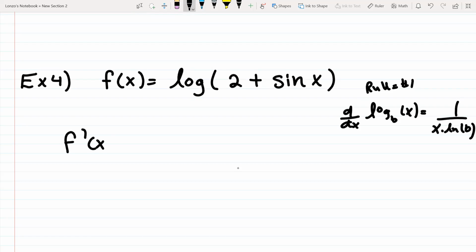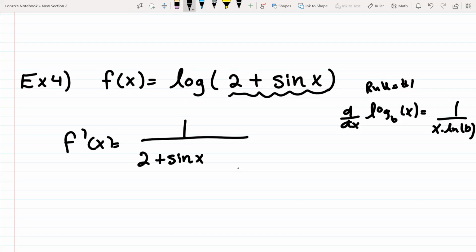F prime of x is going to be 1 over x. Our x is this whole thing inside the parentheses, times ln of b. So what would be our b, our base? Well, as you can see, we don't have a base. If you don't have a number, it's automatically an invisible 10. So our base is actually going to be 10.